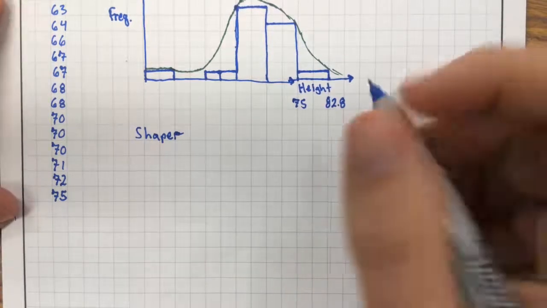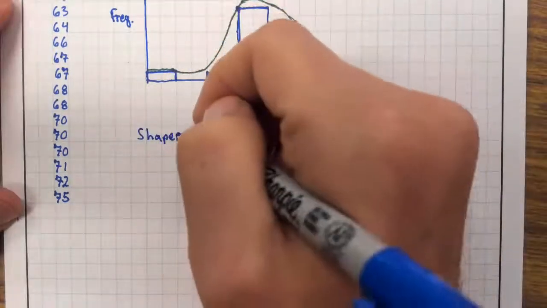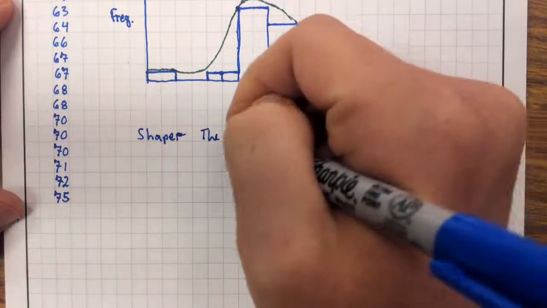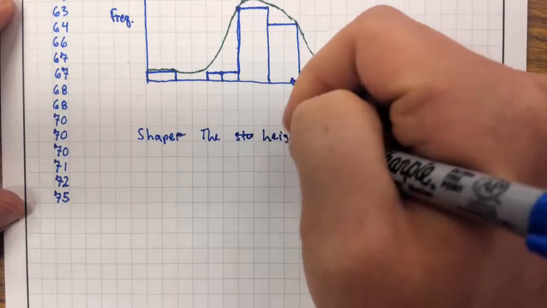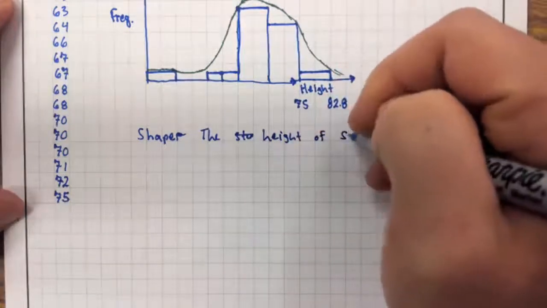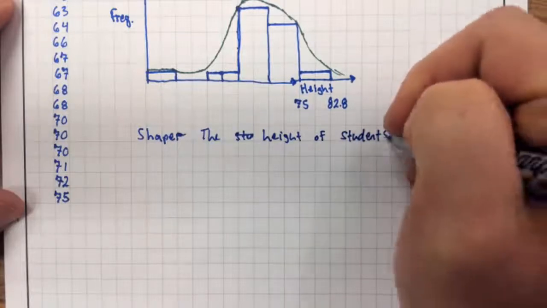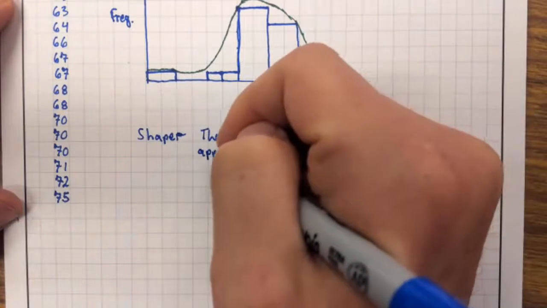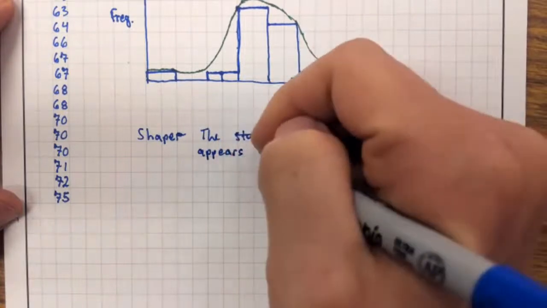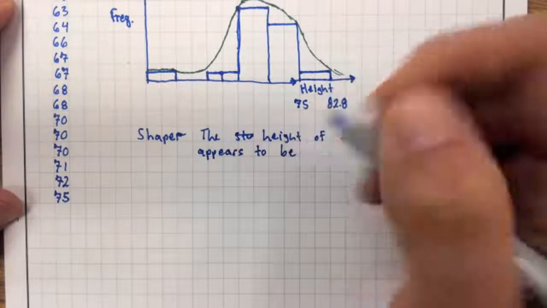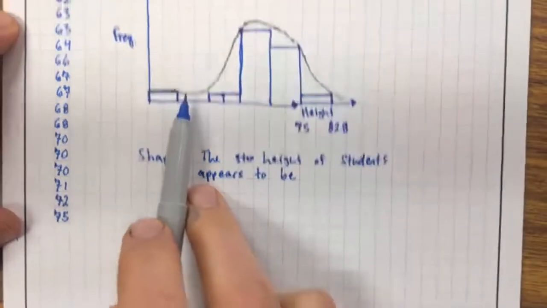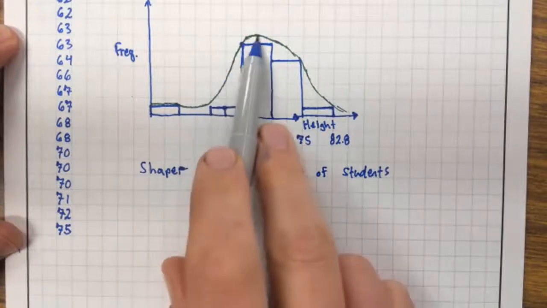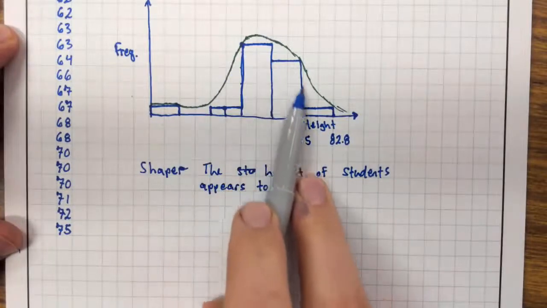So the shape of the height of students appears to be... if I was to omit this kind of part of my curve, it looks like we go up, we reach this peak, and then we start to fall back down.